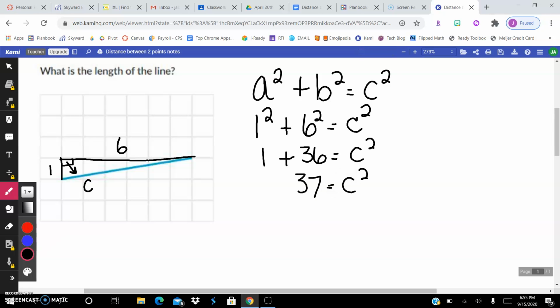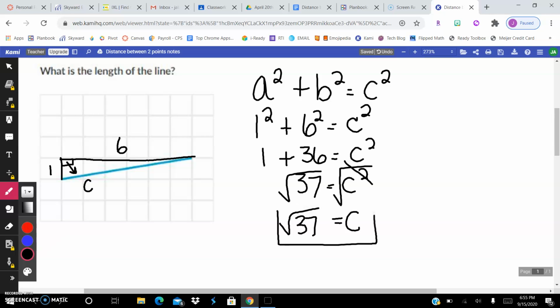And then I have to get rid of the squared. The opposite of squared is square root. So just like if we had multiplication, we would have to divide to get rid of that. We have that squared, we have to do square root. So I would be left with a c over here, and the square root of 37. 37 is not a perfect square, so we're just going to leave this as the square root of 37. It looks much nicer that way.